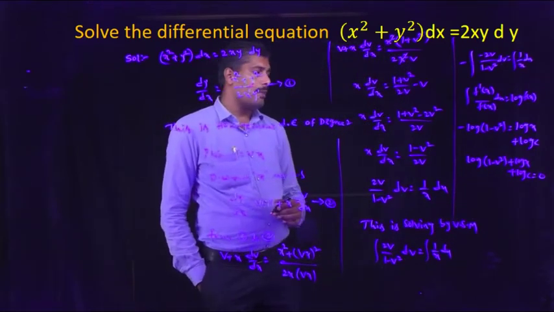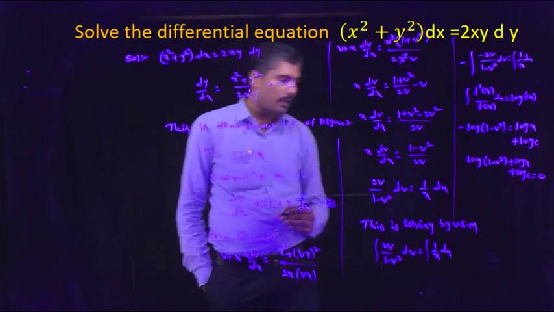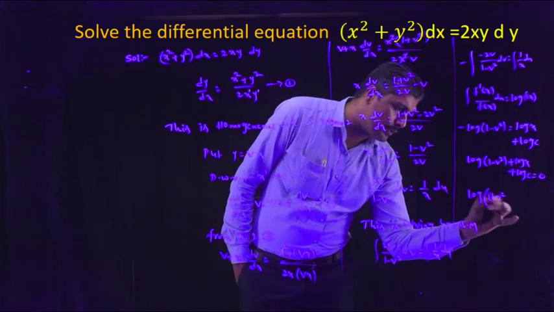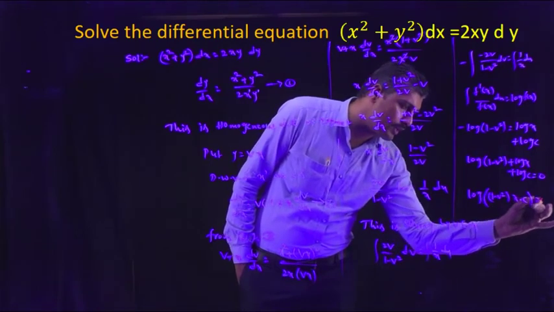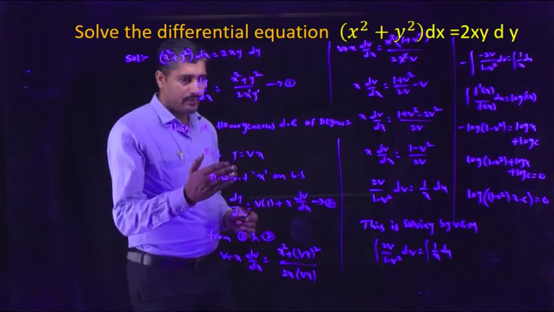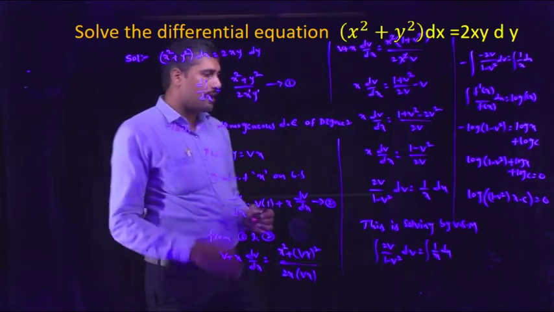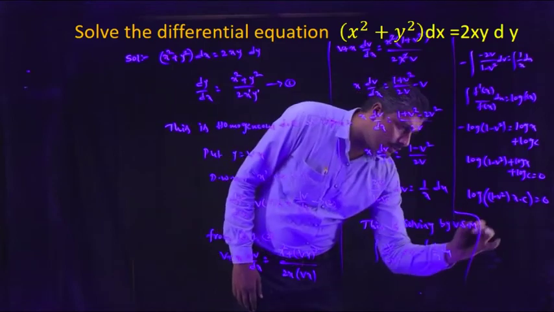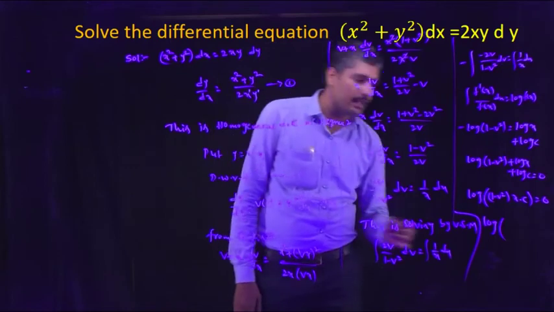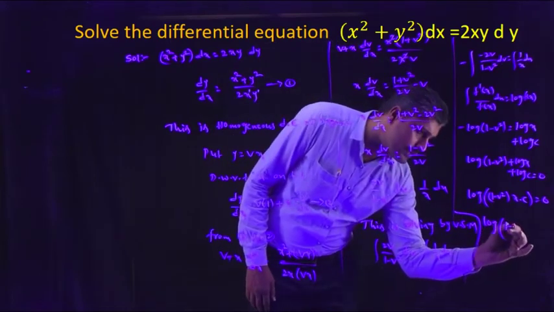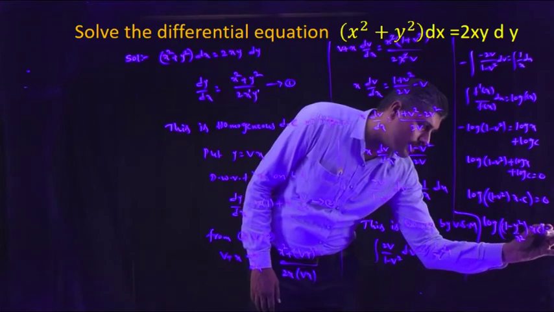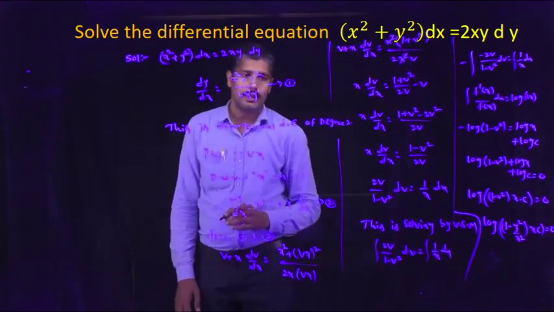We know that log a plus log b plus log c equal to log abc, that is log of 1 minus v square into x into c equal to 0. We know that y equal to vx, then v equal to y by x, then log of 1 minus y square by x square, that is 1 minus y square by x square into x into c equal to 0.